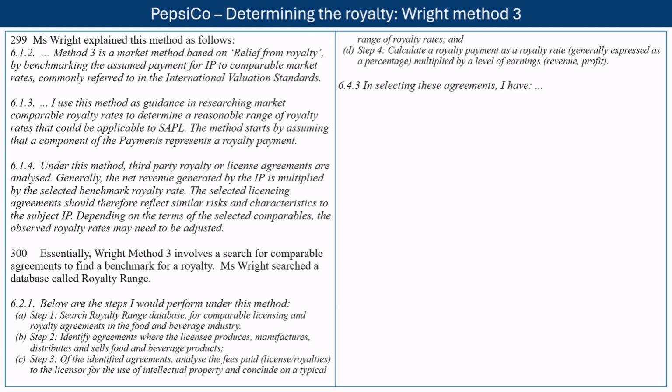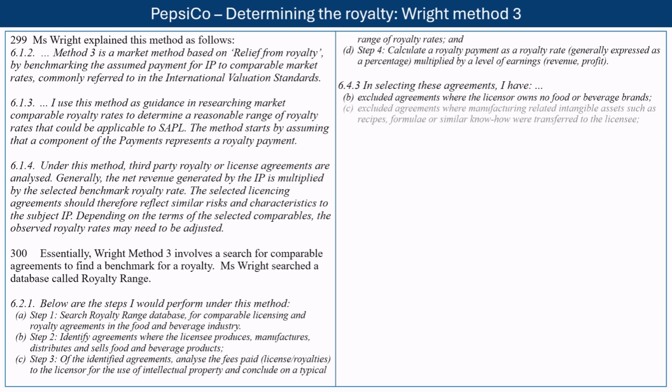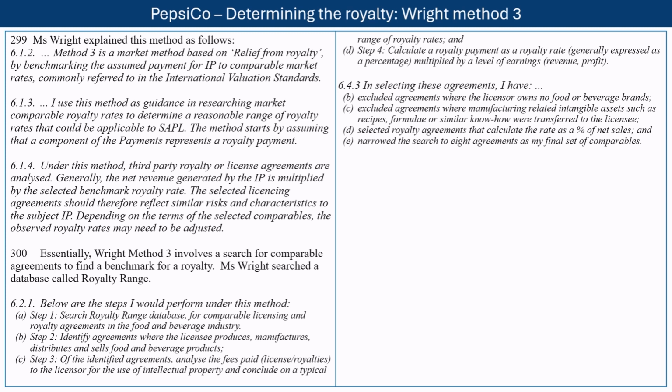And then she goes on to say, in selecting these agreements, I have excluded agreements where the licensor owns no food or beverage brands, because obviously we're looking for PepsiCo equivalents. Excluded agreements where manufacturing related intangible assets such as recipes, formulae, or similar know-how were transferred to the licensee, because remember that with PepsiCo, the recipe for the syrup was definitely not transferred to the licensee, and one would assume there'd be quite a price tag on transferring that. Selected royalty agreements that calculate the rate as a percentage of net sales were included, and I narrowed the search to 8 agreements as my final set of comparables.